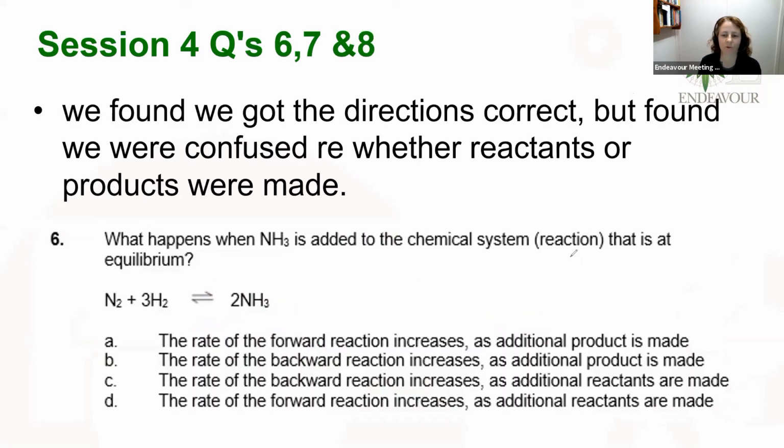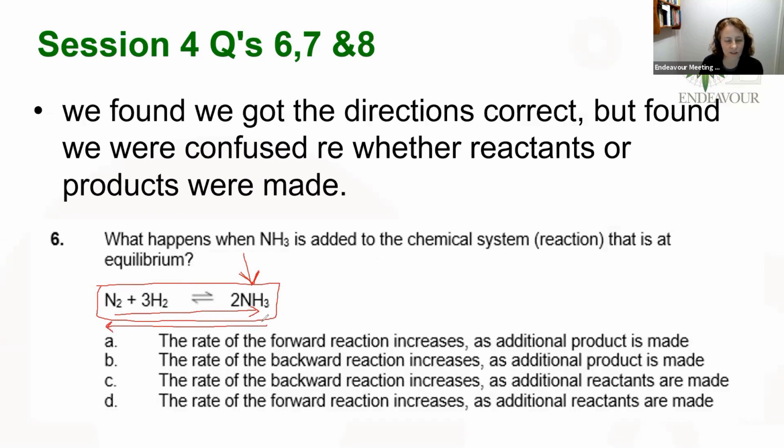Okay, so this is an equilibrium reaction. We have nitrogen, hydrogen, and ammonia. What happens when ammonia is added to the chemical system? We've got this in equilibrium, and then more ammonia is being added. So it's more product. Don't forget, if the reactants are forming products, that's called a forward reaction. And if the products are forming reactants, that's a reverse reaction.